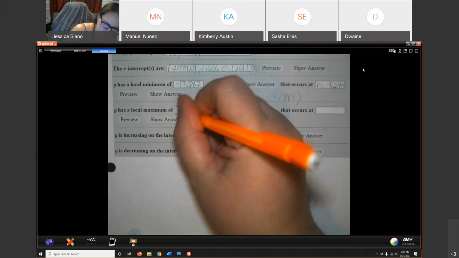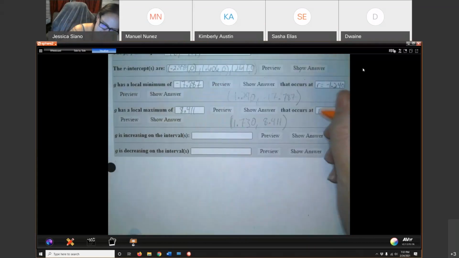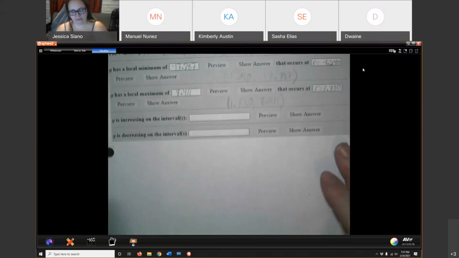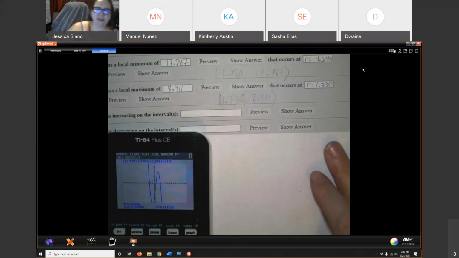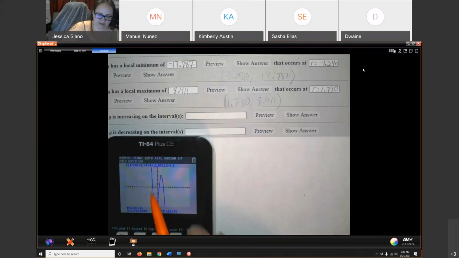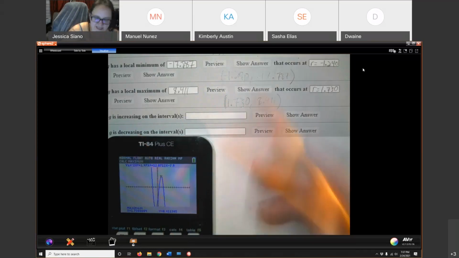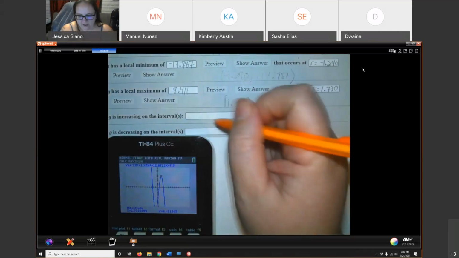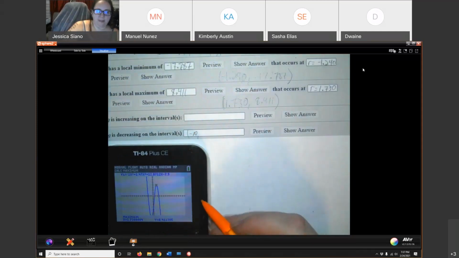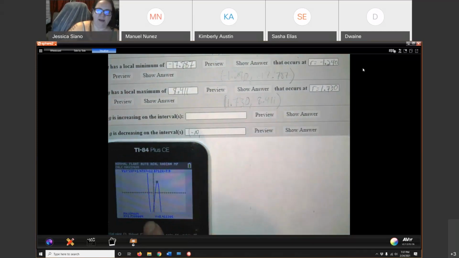So in more, we put 8.411 at R equals 1.730. Looking at this graph, I can see that its first section over here on the left is decreasing. And I know that it doesn't turn around anymore, so it's going to keep decreasing forever in that direction. So that means we start decreasing at negative infinity. And then we stop decreasing at the minimum.